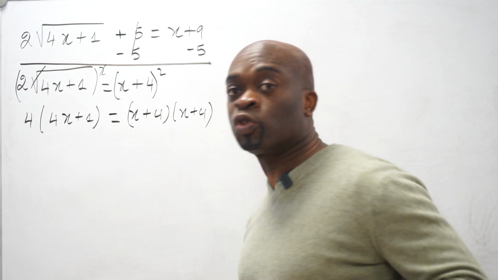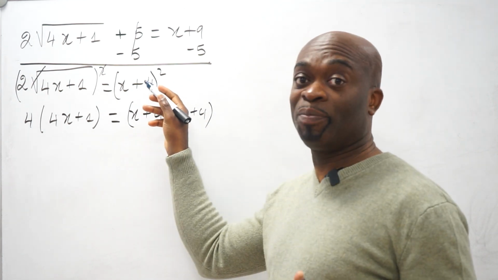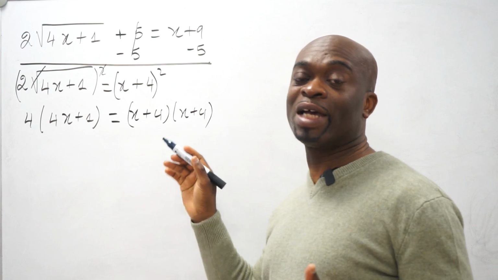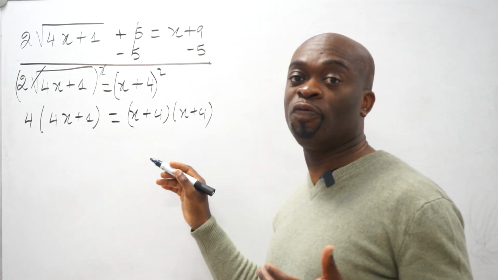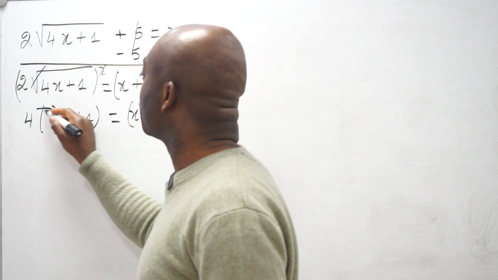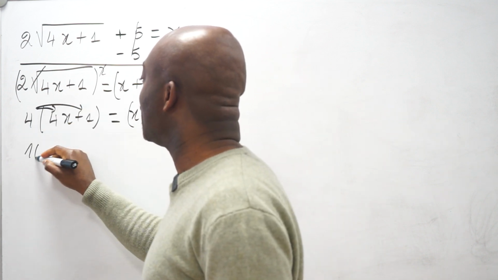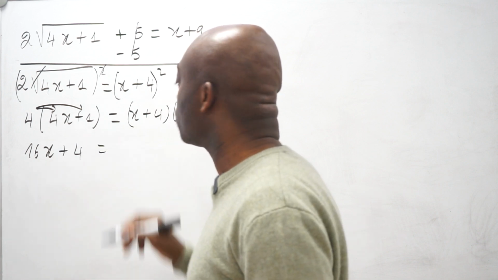And of course, for those who know how to apply the property of squaring an expression, you can go along with that very quickly. You don't need to go through multiplying the 2 factors. All right? So let's go. Then we have 4 times 4, which is 16x. 4 times 1, which is 4. So that's plus 4. That is equal to what?